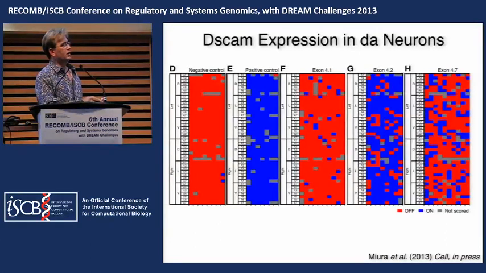And looking at 3 different exons, again, we've done it for all 12, you can see a different diversity of neurons are expressing them. So for instance, exon 4.2 is on in almost every neuron in every animal, whereas exon 4.1 is almost off in almost every neuron. Okay.